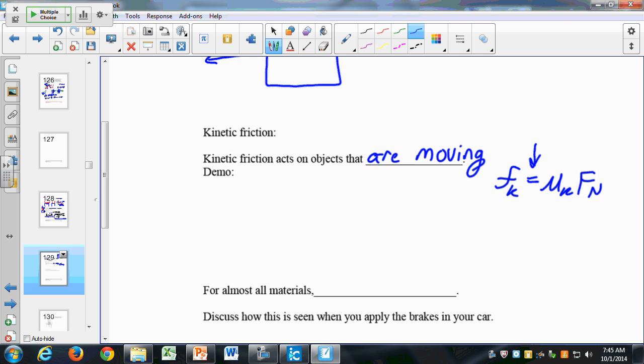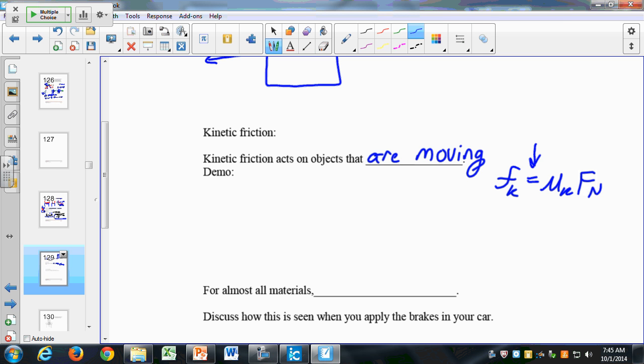So let's say that you have a big piece of heavy furniture and you're trying to move it across the floor. Is it easier to move it after I get it moving, or more difficult to move it after I get it moving? Or the same? It's easier, right? If you've ever moved a big piece of furniture or a big box, you know that after you get it moving, it's a lot easier.